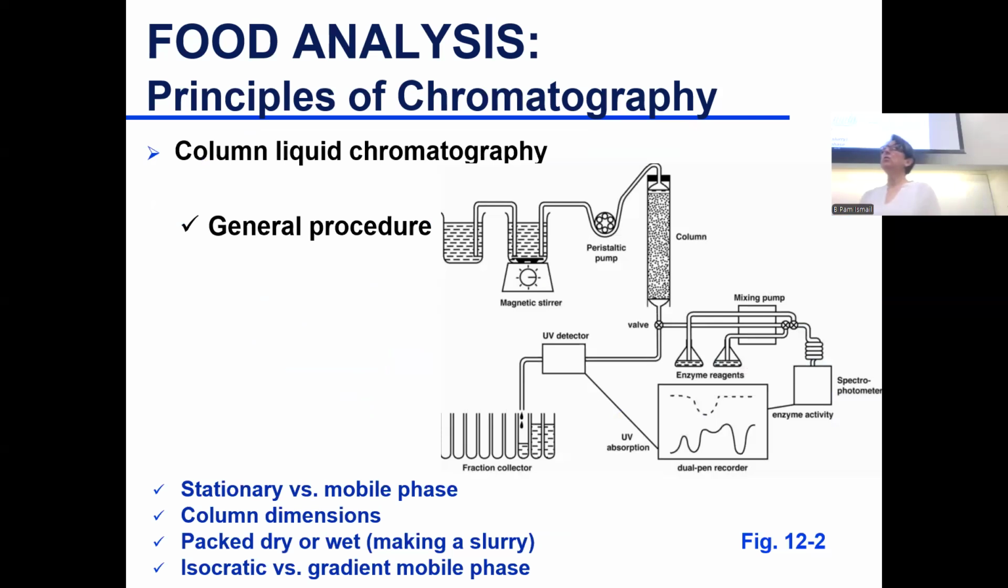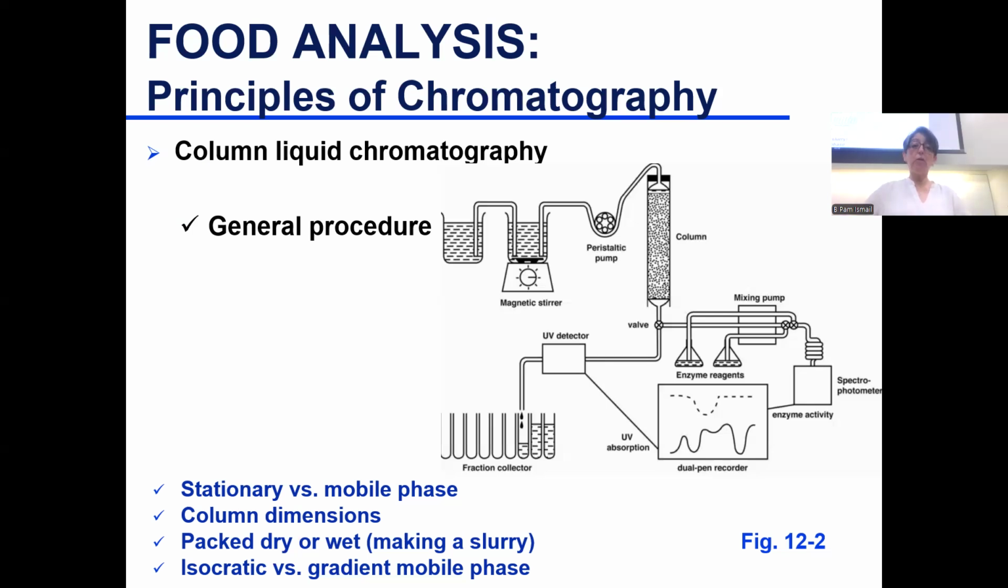So I want to switch gears to column chromatography, which is the most commonly used type of chromatography. There's column GC and then there's column LC. In figure 12.2 in your chapter 12, this shows low pressure chromatography. So you have low pressure chromatography, and you have high pressure chromatography, which we now call high performance liquid chromatography, HPLC. We'll talk about both and how they are different.